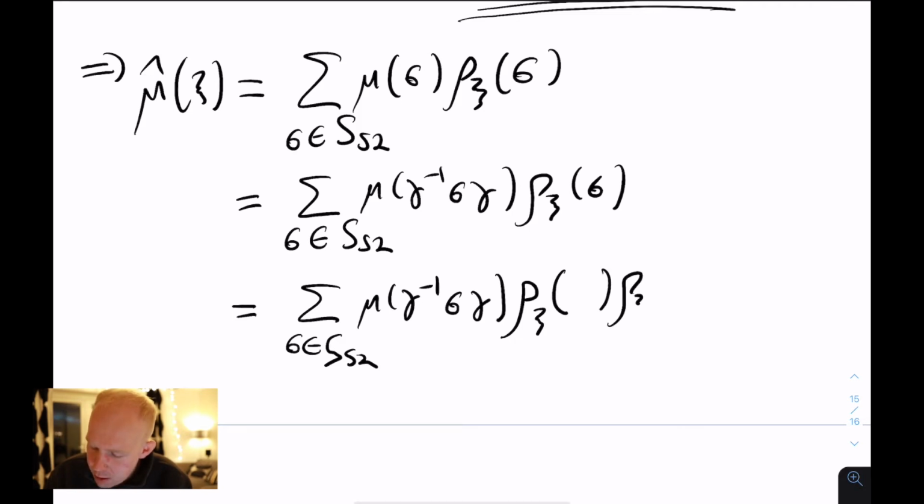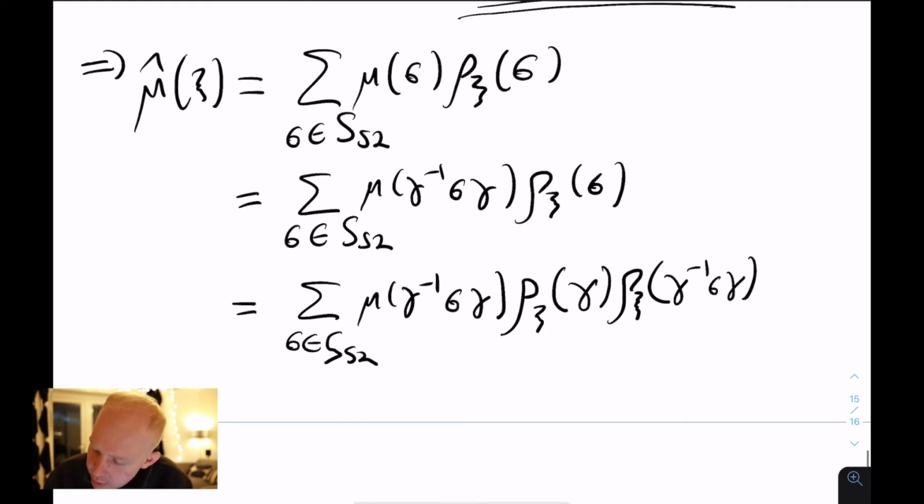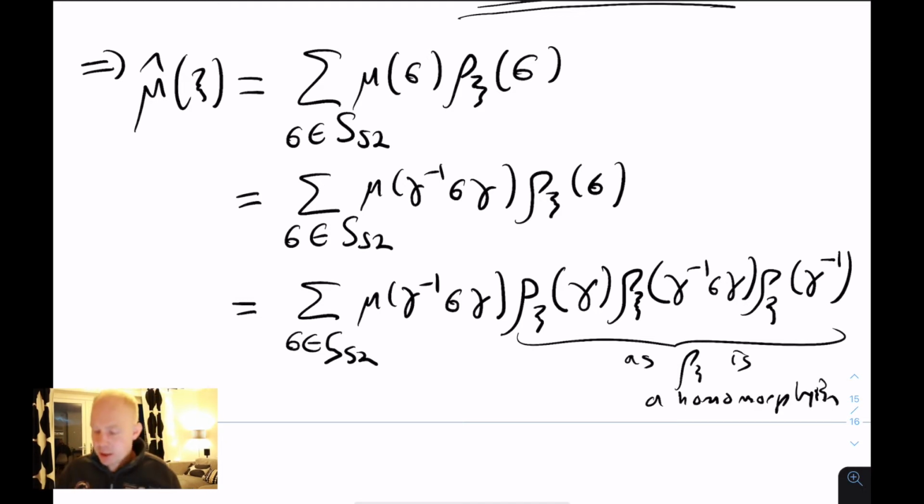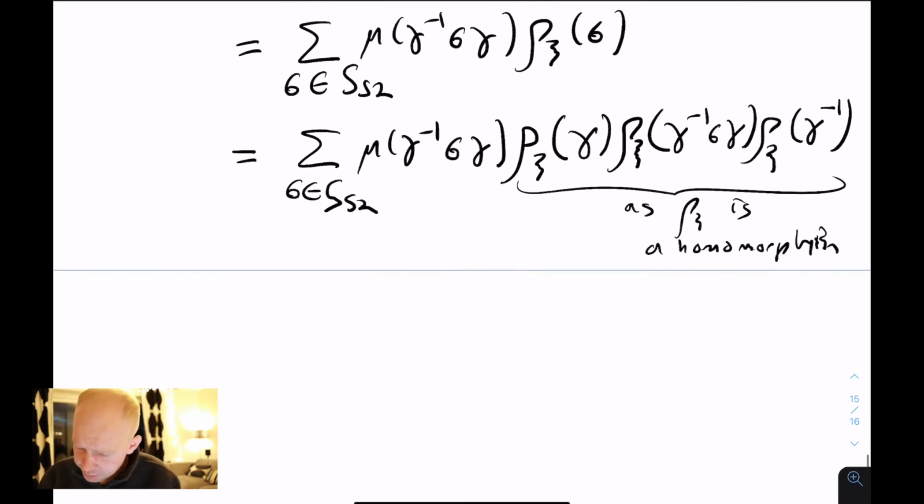I'm just doing this in my head. So we have gamma inverse sigma gamma. So we have a gamma here, and then we have rho psi of gamma inverse. Remember that rho psi is a homomorphism. That was the definition of a representation. It's a homomorphism, so it satisfies this property.